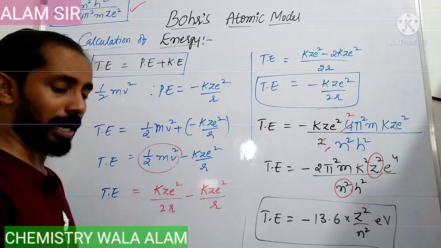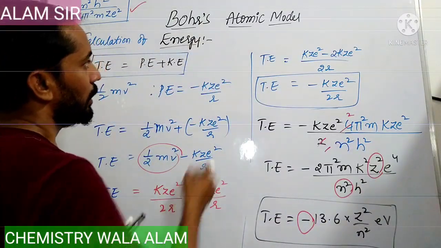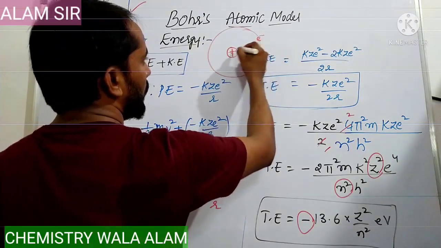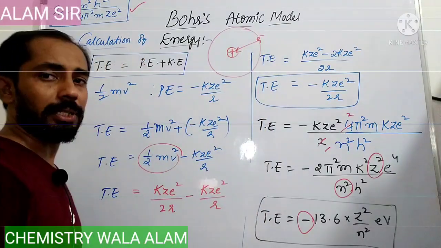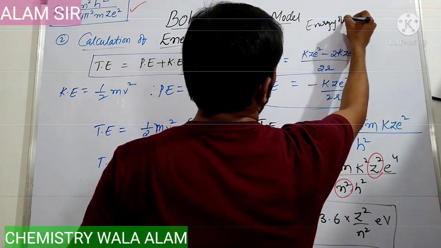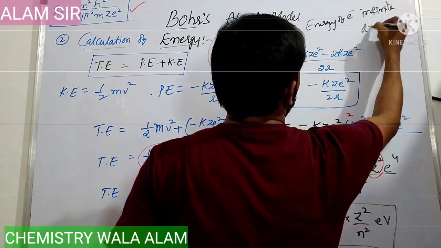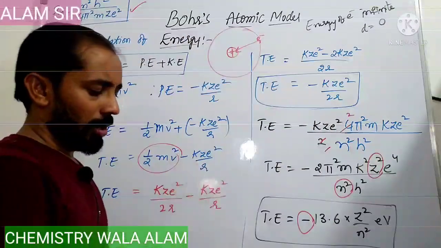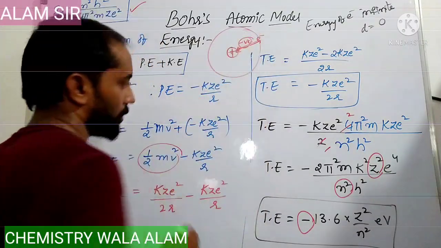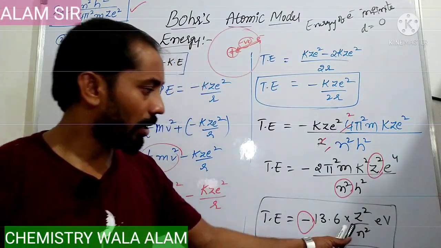Here is the significance of the minus sign. Why is it minus? The electron at infinite distance from the nucleus has its energy taken as 0. When the electron comes nearer to the nucleus, the value becomes negative. That is where the significance of the minus sign comes from: minus 13.6 into Z square by n square.